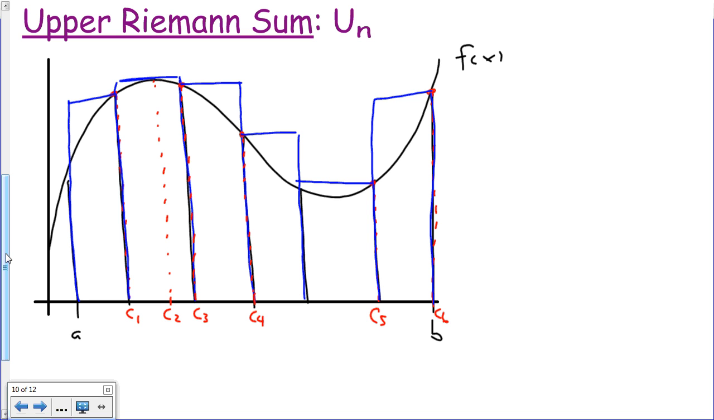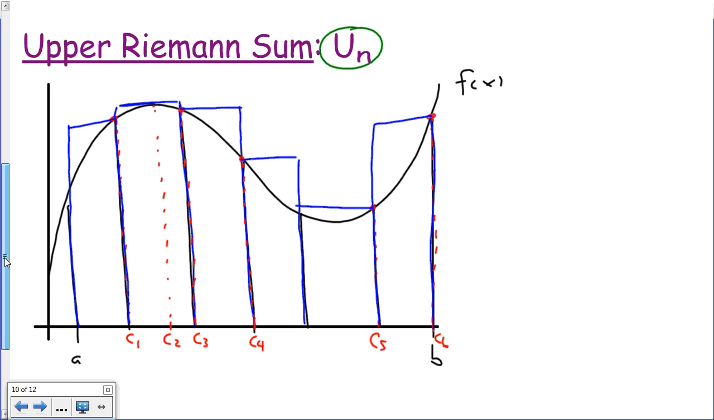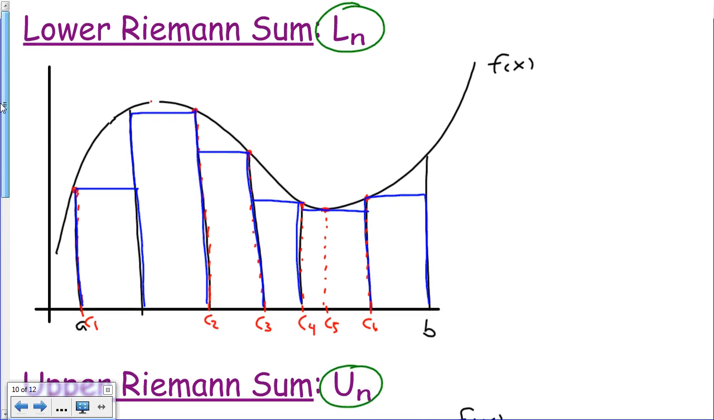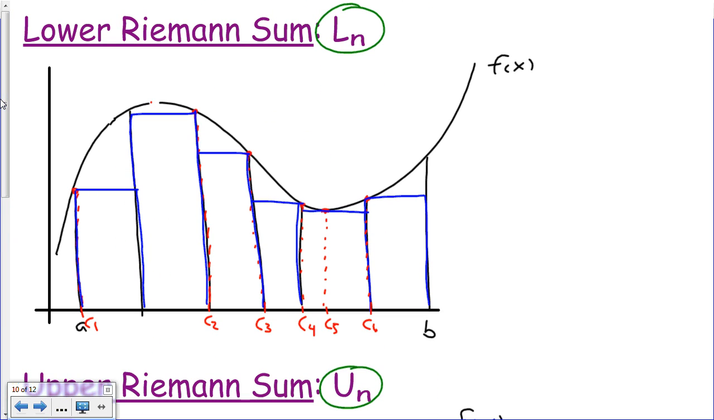We call that U sub n because it's an upper Riemann sum. You'll notice that all of your rectangles are completely above the curve. In other words, the curve is completely enclosed within that. Versus a lower Riemann sum, if I just slide back up here, we call this L sub n, and notice that all of your rectangles are below the curve. So the area below the curve completely includes the rectangle in this case.